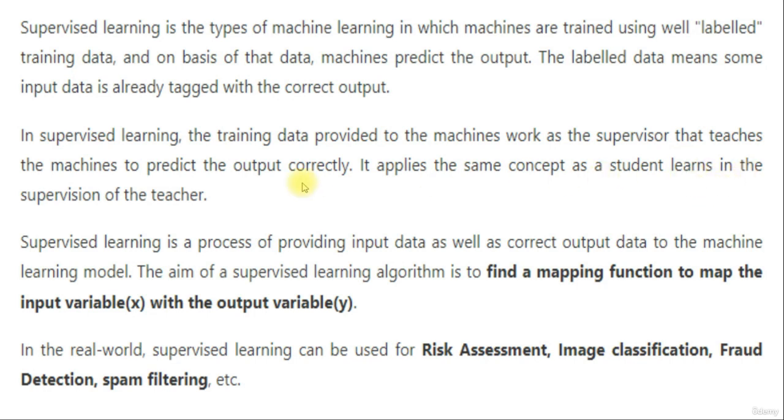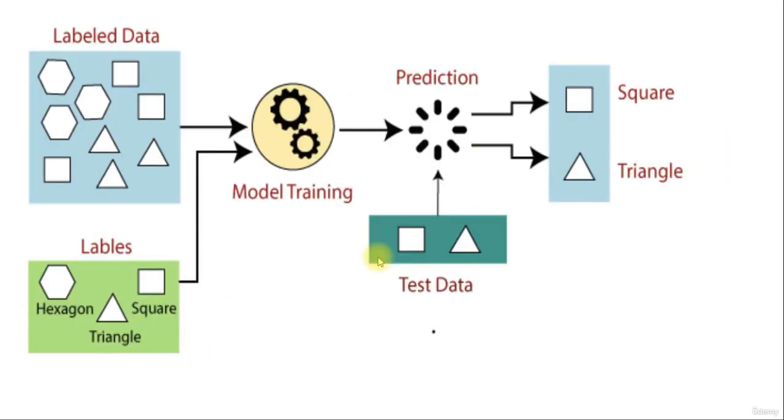Now, supervised learning is a process of providing input data as well as correct output data to the machine learning model. The aim of a supervised algorithm is to find a mapping function to map the input variable x with the output variable y. Some real world examples of supervised machine learning can be risk assessment, image classification, fraud detection, spam mail filtering, etc. I'll make you understand in a better way with the help of this diagram.